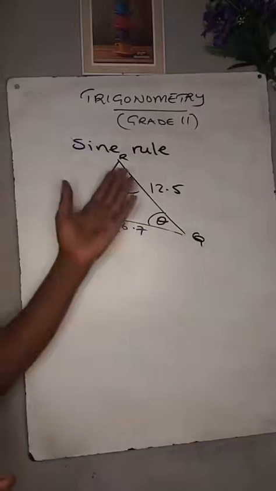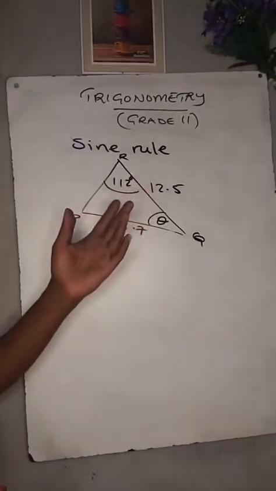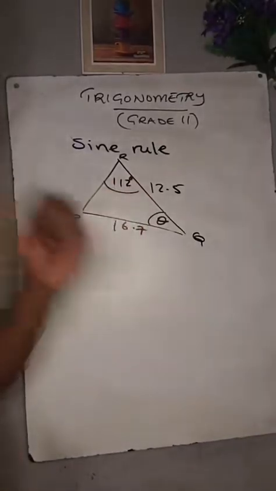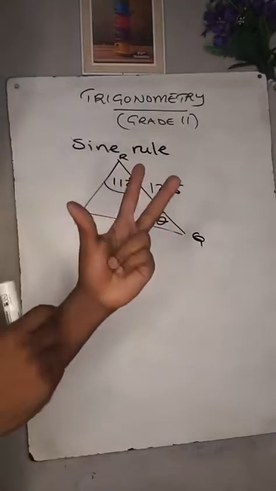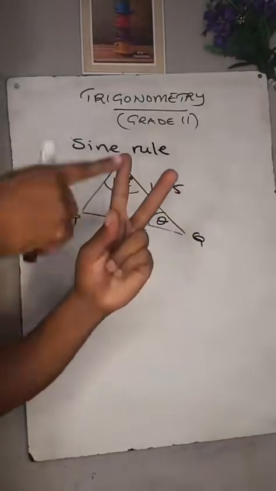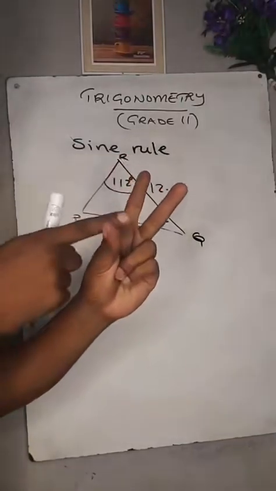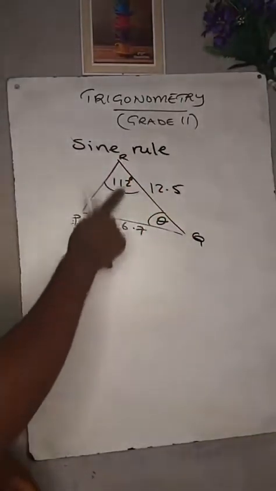If you are using the sine rule, you need to have two angles. Among those two angles, one should be a pair. By pair, I mean there should be an angle on each side. For example, this case, all right?